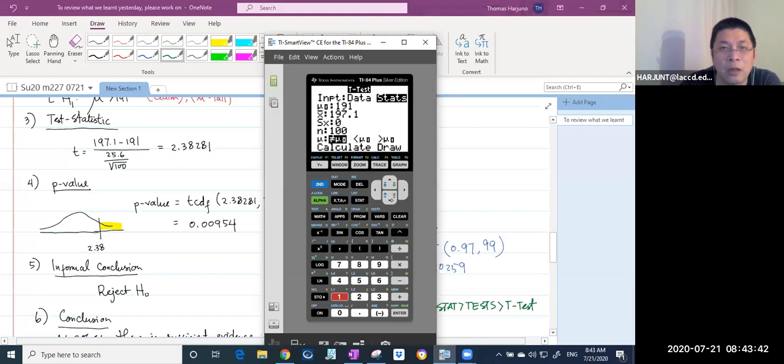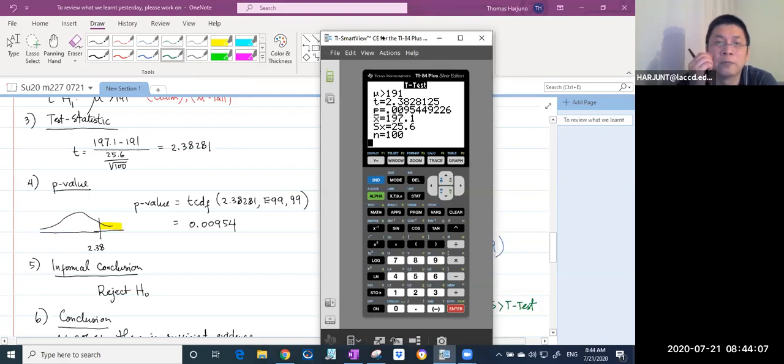And then the sample standard deviation is 25.6. The sample size is 100. We want that to be the alternate hypothesis, greater than the 191. Calculate. Boom. I hope you can confirm what we have there.